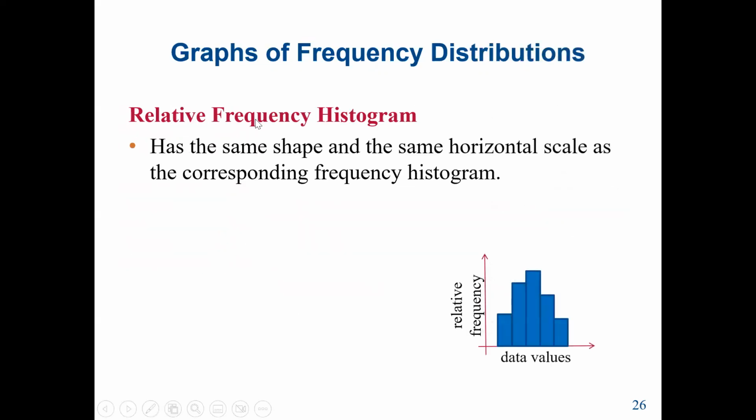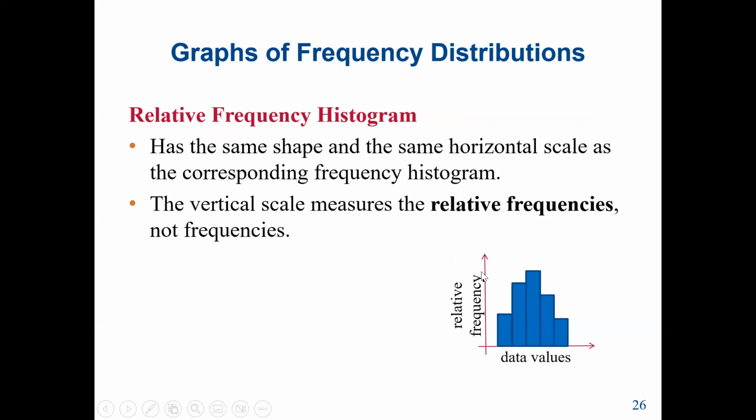The next will be the relative frequency histogram. This also has the same shape and same horizontal scale as the frequency histogram. So instead of using frequency data, we are going to use the relative frequency. Here we can see the vertical axis is the relative frequency, but the horizontal remains the same data values, the class interval or the midpoint.